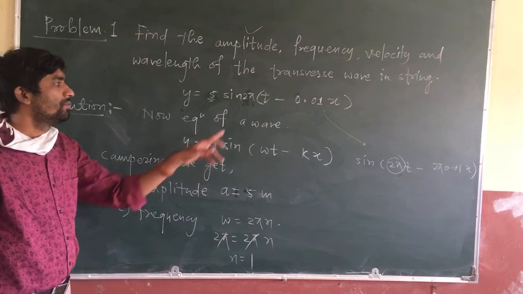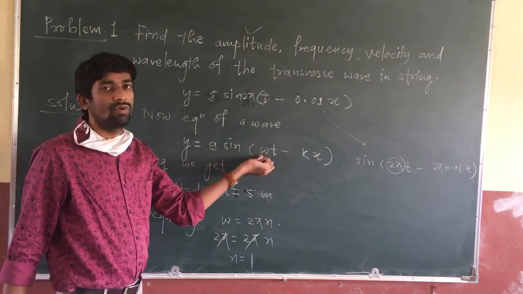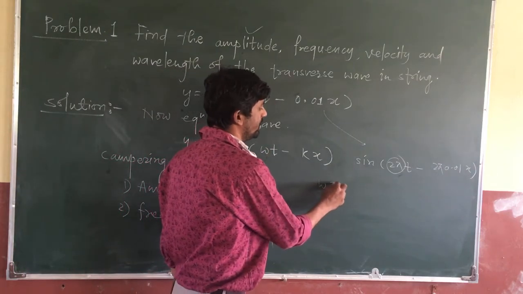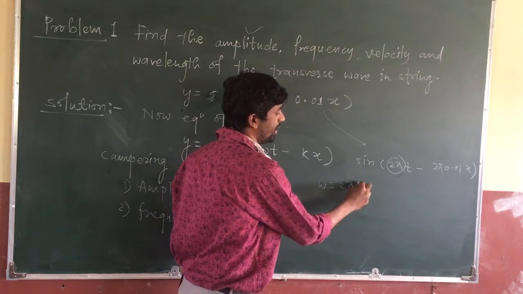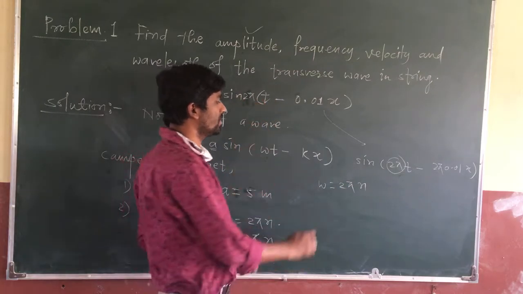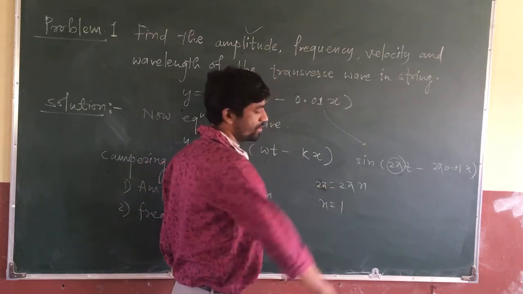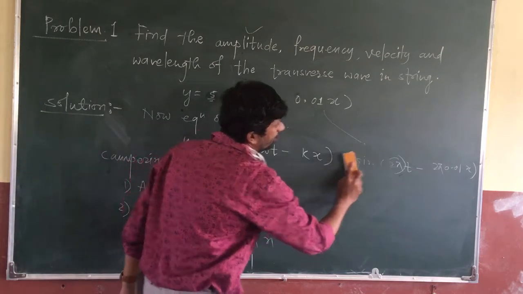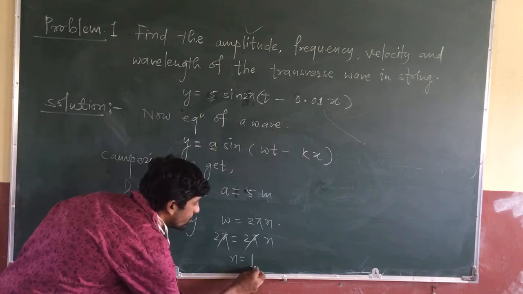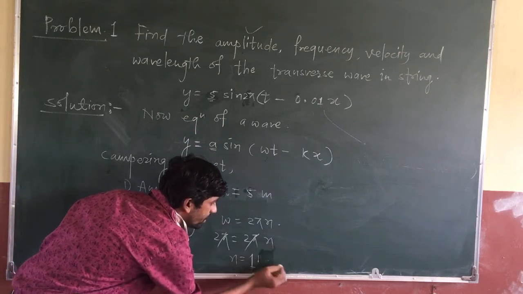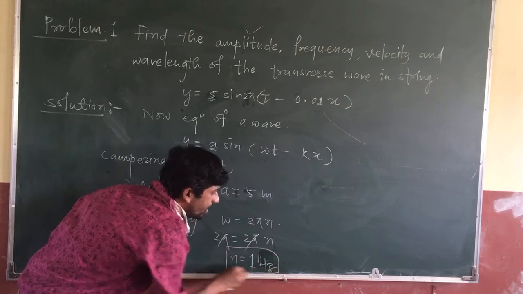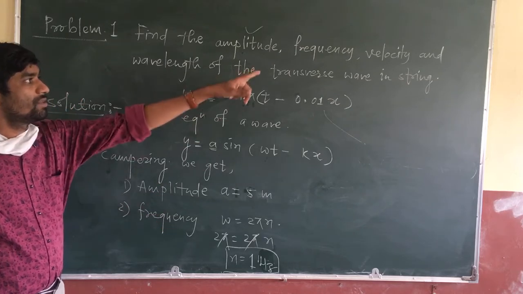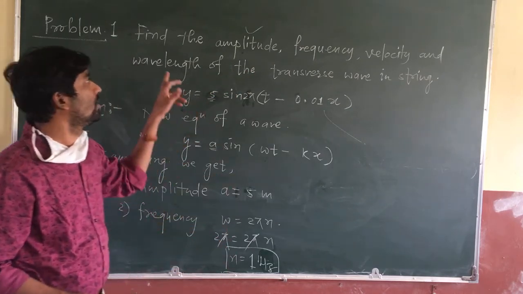Or from this equation you can see that this is omega t, so this will be 2 pi. Omega equals 2 pi into n, and here omega equals 2 pi, so n equals 1. From this equation you get the frequency equals 1 hertz. The unit of frequency is hertz. So you have got the amplitude and frequency. Next, we have to calculate the velocity.